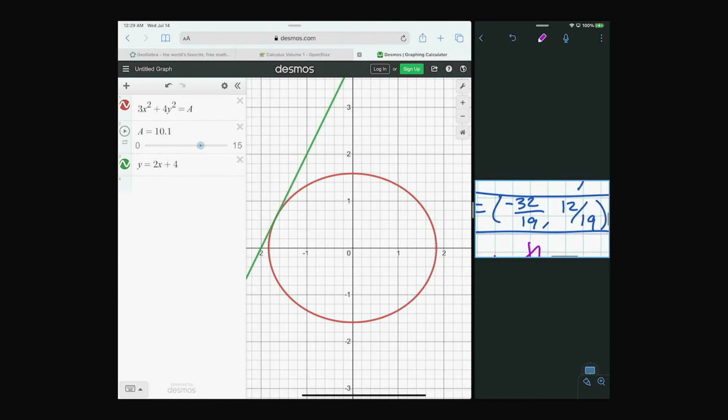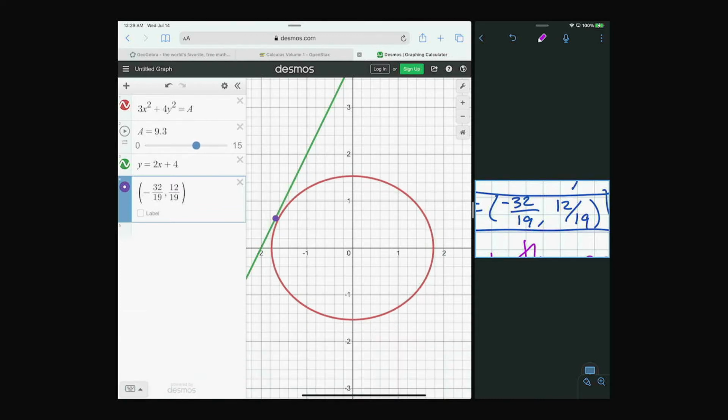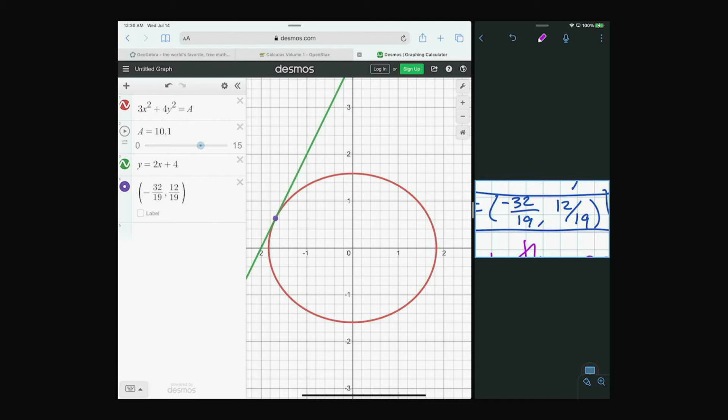Now, if I go back here and I look at the point that we found for the actual answer, which was negative 32 over 19, 12 over 19, let's plot that. So it's negative 32 over 19, comma, 12 over 19. Look at that. Isn't that interesting? Right where they touch, that happened to be the answer. I think that's interesting. Let's screenshot this. Let's put that in our notes.